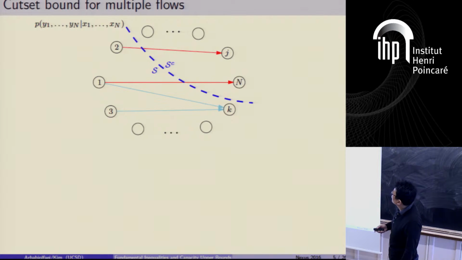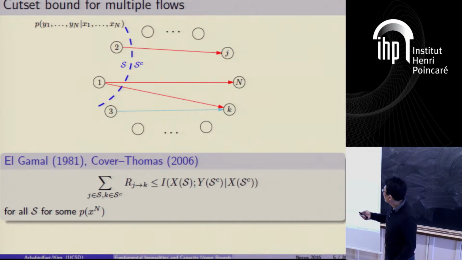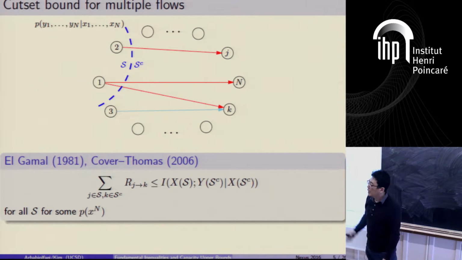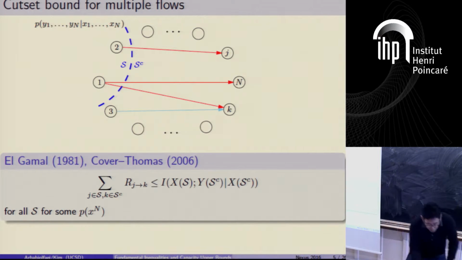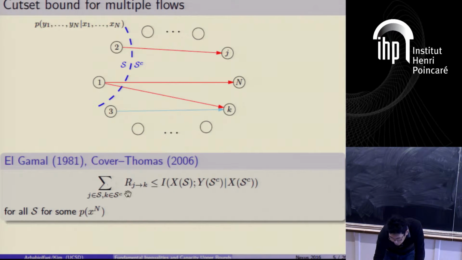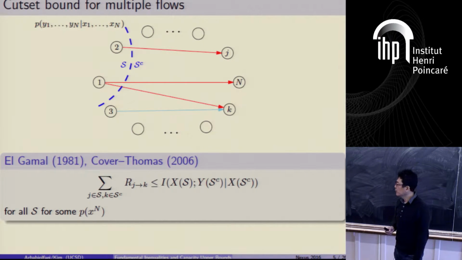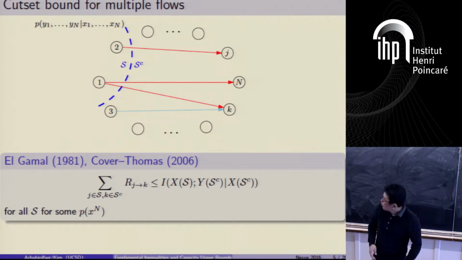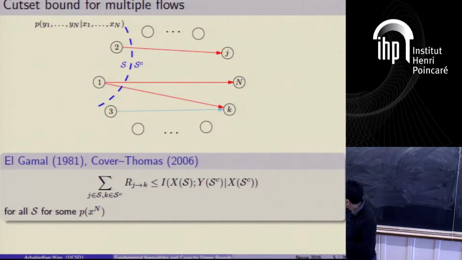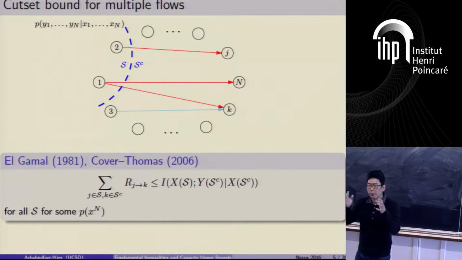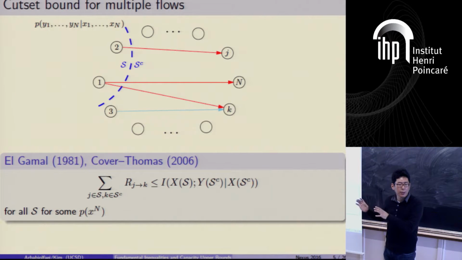So again, we decompose the network into S and S complement, right? Then the sum of the flow rates that is cut by S and S complement is again upper bounded by the mutual information between X on S and Y on S complement, right? For every S, this inequality is satisfied, and then we have to take the union over all possible joint distributions. So that is the cut-set bound on the rates.